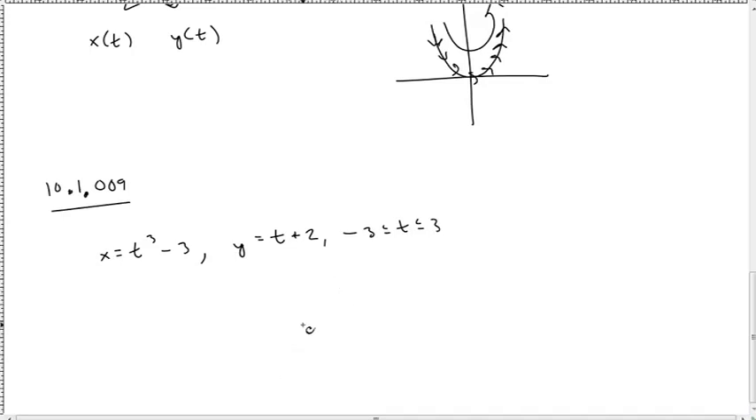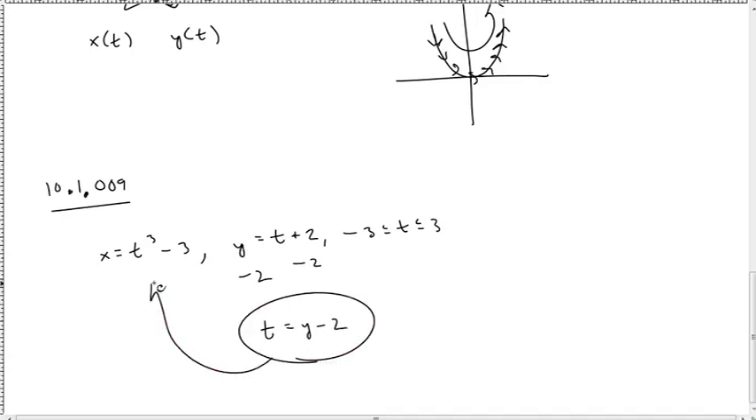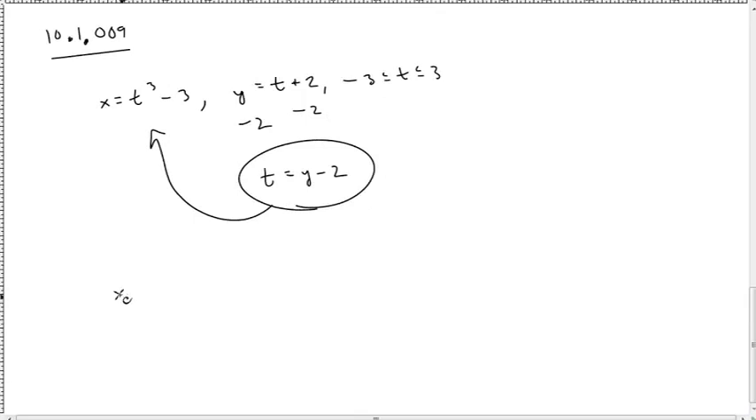I'm going to go a little more backwards than you might expect. I want to simplify this. I don't even know what this looks like without a graphing calculator. So let's simplify this down. I'm going to minus 2 on both sides and say that t is equal to y minus 2. This is a pretty easy statement, and I can plug t in directly here. So now I have x is equal to (y minus 2) cubed minus 3.